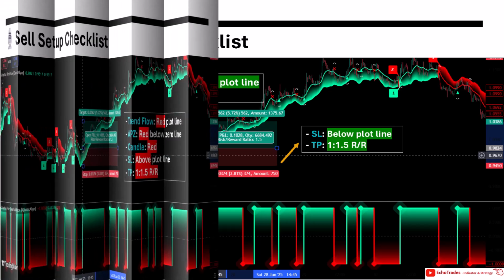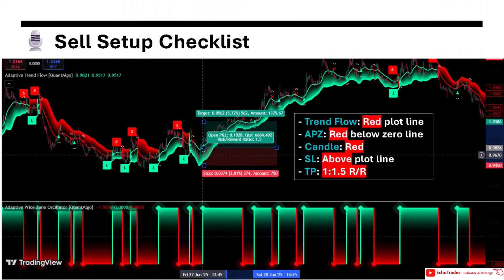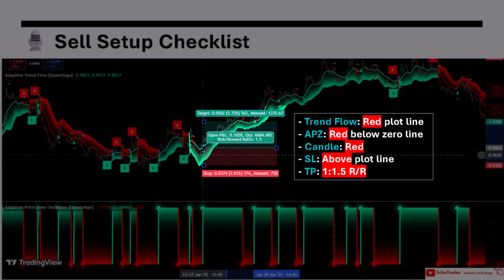Now for a sell trade, it's the exact opposite. Condition 1, adaptive trend flow shows an S signal, plot line is red. Red S, check. Condition 2, APZ line is red, and it's below the 0 line. Red APZ below 0, double check. Entry trigger. Wait for a fresh red candle to appear. Place your sell order then. Entry on the red confirmation candle.